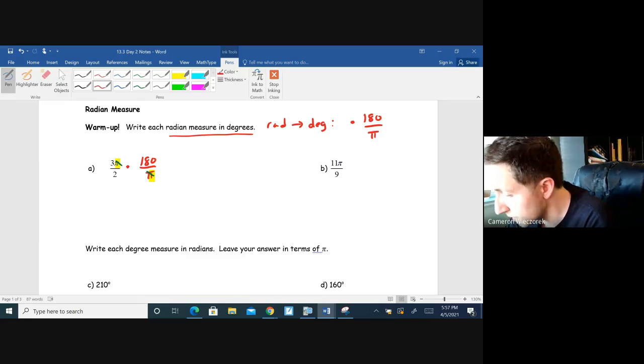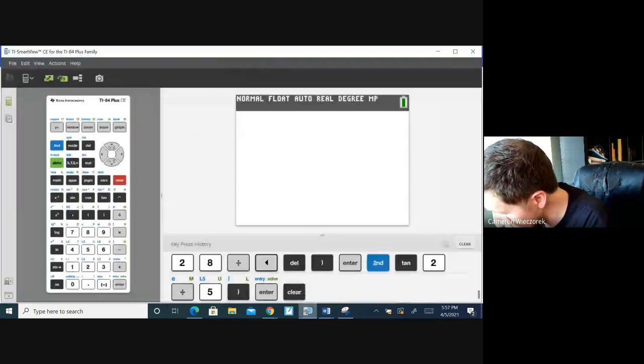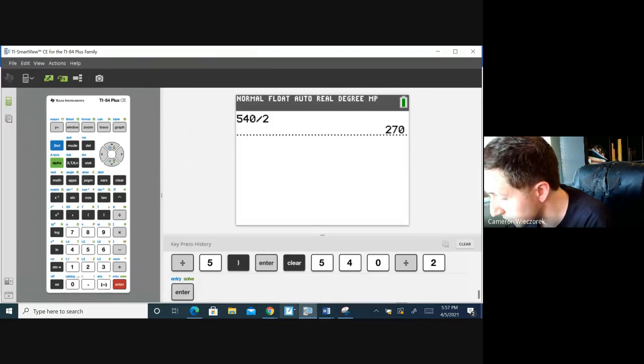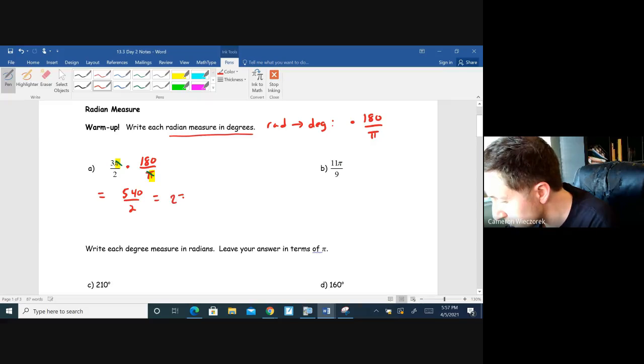And then I multiply what's left. 3 times 180, you can do that on your calculator. That would be 540. And then I have a 2 on the bottom. Type that in. 540 divided by 2 would be 270. So this would be 270 degrees.